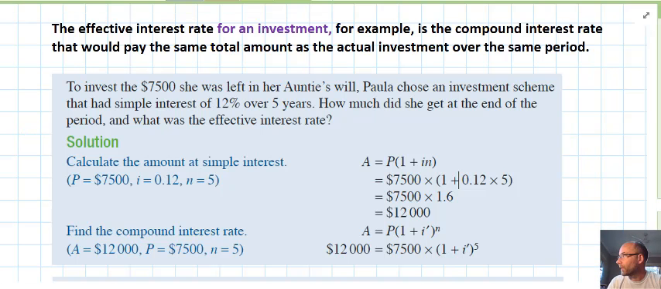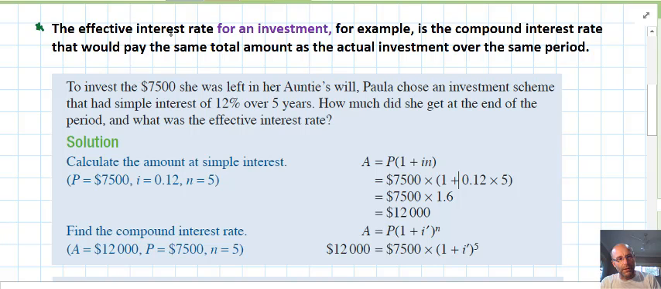Now we're going to look at it from, I guess, first principles, so perhaps you don't need to copy this down, but I would like you to pay attention to it because it does part of the job of explaining where the eventual formula comes from. In this case, we're looking at the scenario where the effective rate for an investment, for example, is the compound interest rate that would pay the same total amount as the actual investment over the same period. So it's like an equivalent amount using compound interest.